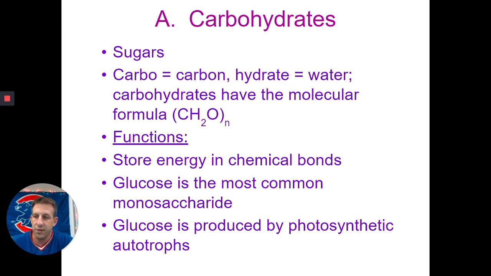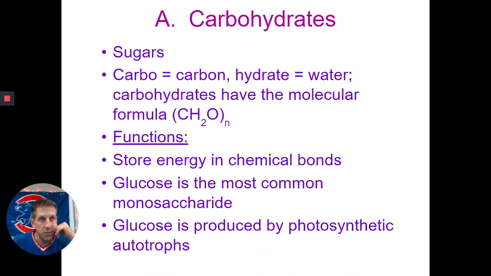Okay? Glucose tends to be the most common monosaccharide. That's because plants make it, and plants are one of the most numerous things on the face of the planet. And one of the most common basic sugars or carbohydrates is glucose, and it is produced by photosynthetic autotrophs known as plants.